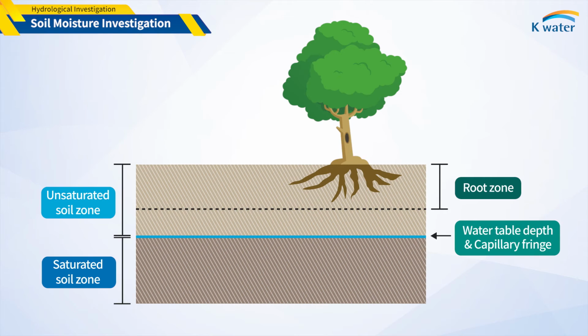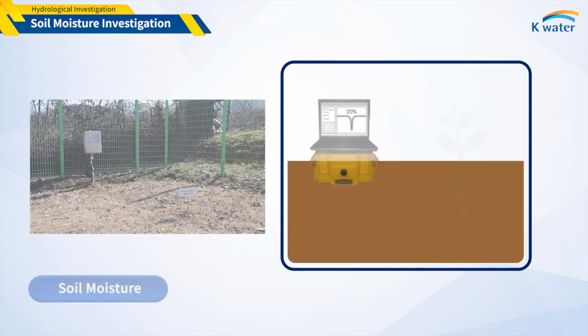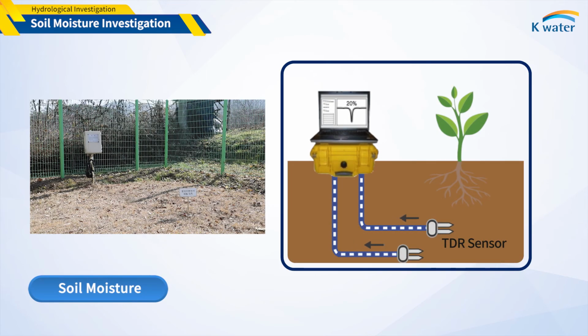It also plays a crucial role in penetration, evaporation, transfer of pollutants, and dynamics of the ecosystem as the most significant factor in soil-water balance and ecological hydrology due to its interaction with vegetation. To measure the moisture content of the soil, a dielectric constant measurement method is used.